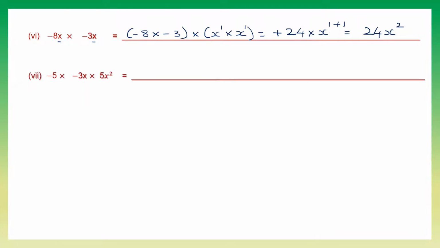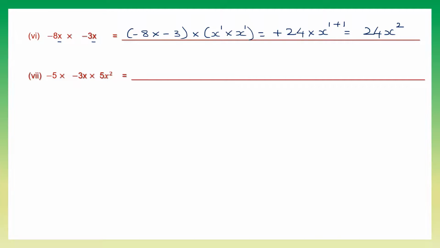Question 6 we are moving on to now. So let's take the numbers now. -8 into -3, and now let's take the literals x and x here. So into x into x. So let's multiply the numbers now. Minus into minus is plus. 8 3s are 24 into x raised to the power of 1 plus 1, because this is 1 and this is 1. So this becomes 24x, 1 plus 1 is 2. So 24x square. Question 7.